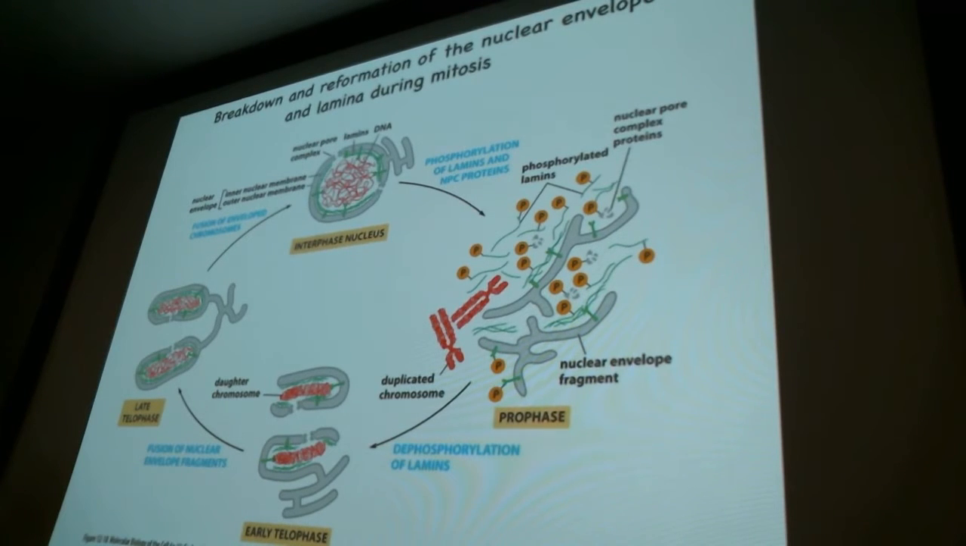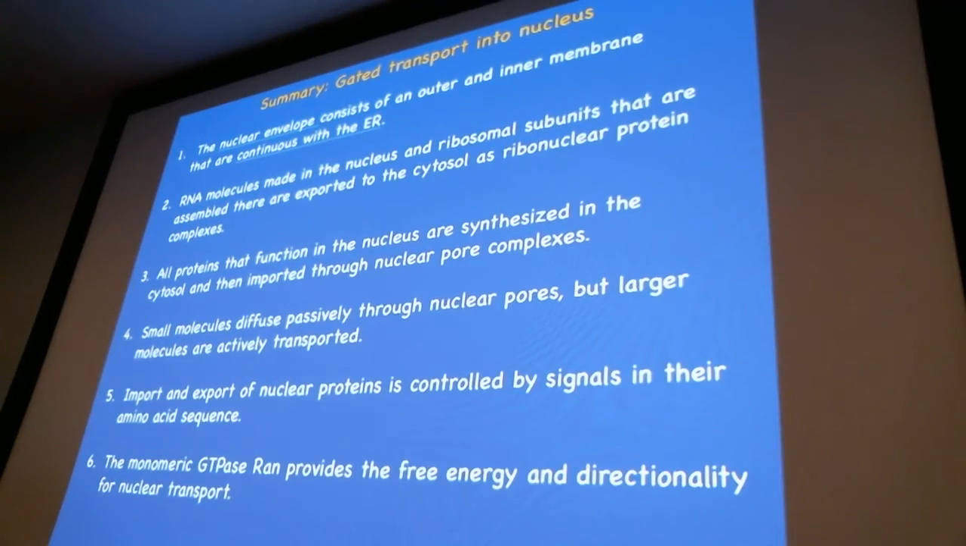So it's a catastrophic collapse that is tightly controlled by a series of phosphorylations and other proteins that modulate the shape of these structures. Just summarizing, the important concepts here: don't forget that the nuclear envelope is continuous with the endoplasmic reticulum, so it's not a simple bilayer structure. It's basically a cisterna with space in the middle.